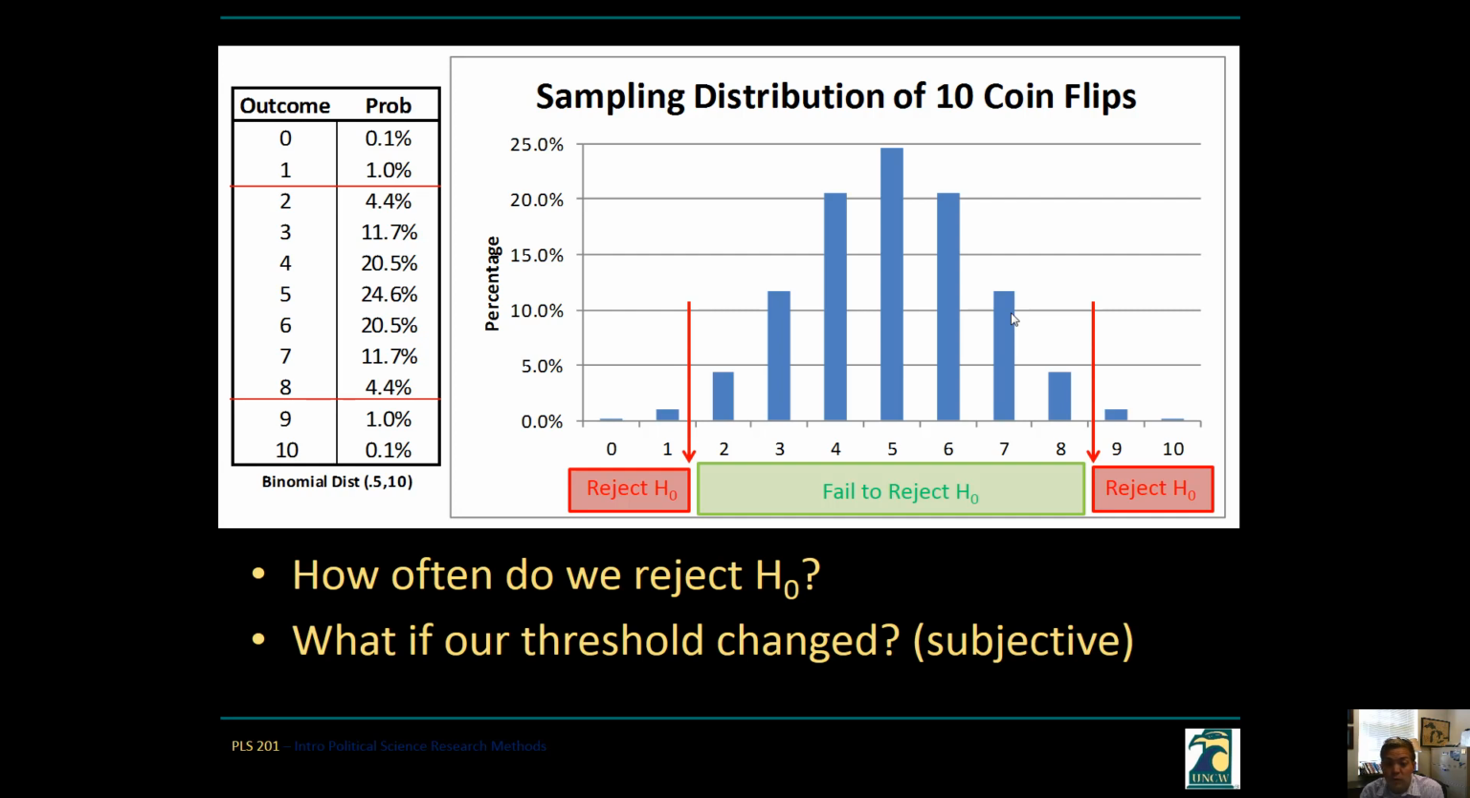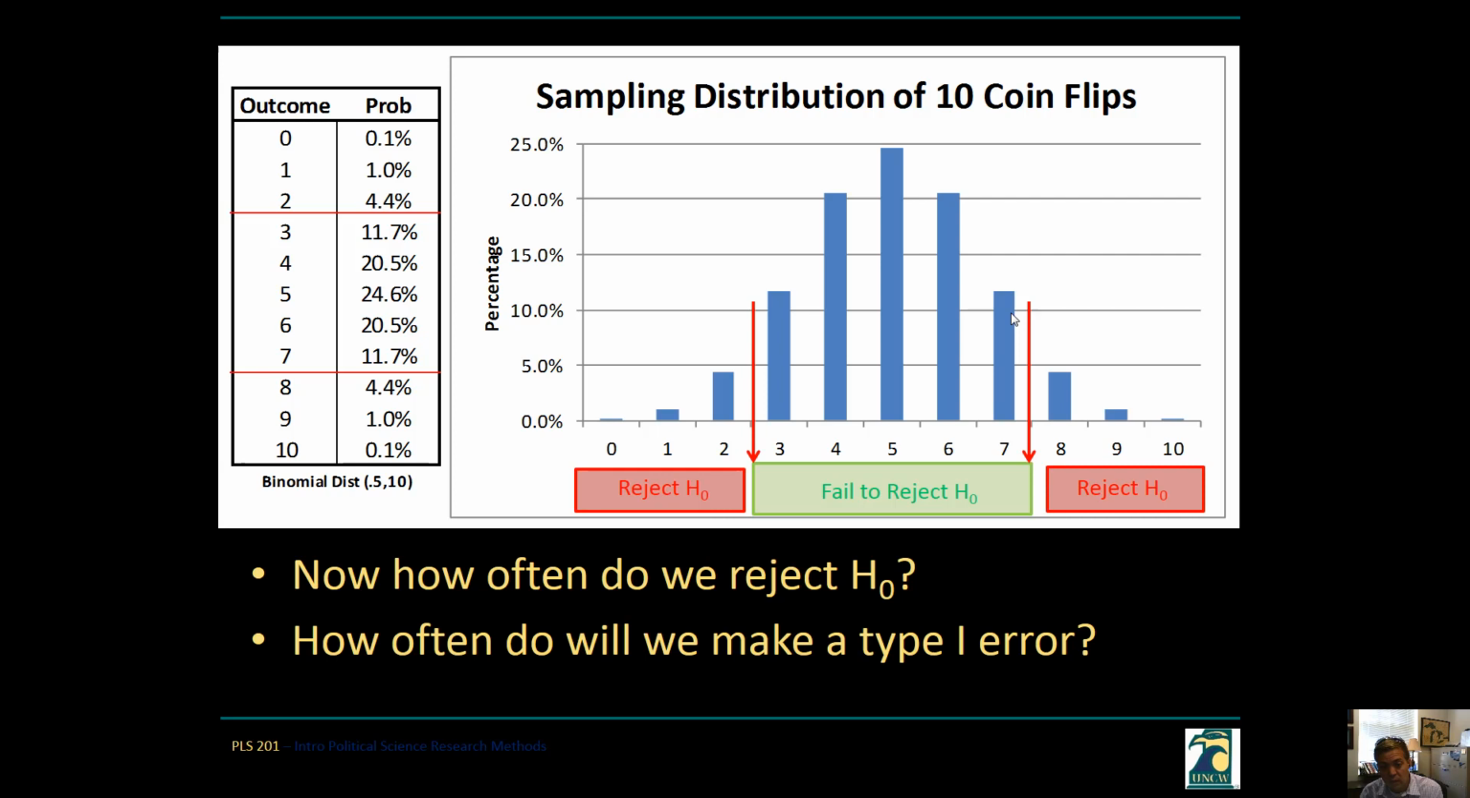So the question is, are you willing to be wrong 2.2% of the time? Of course, that means that you're right 97.8% of the time. Are you willing to be wrong, what did I say, 11% of the time? Right? You're right 89% of the time. Well, it depends on your threshold, your willingness to accept that risk of being wrong.